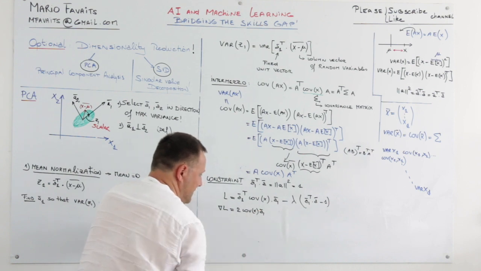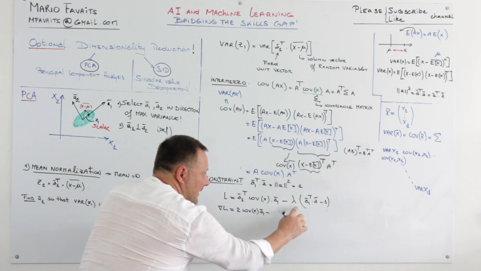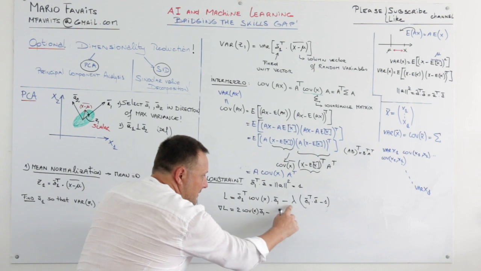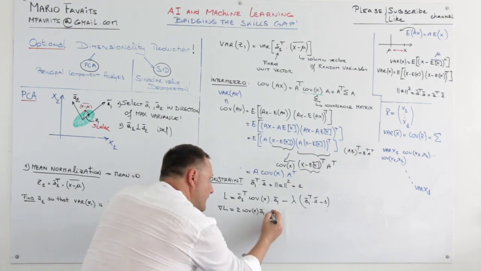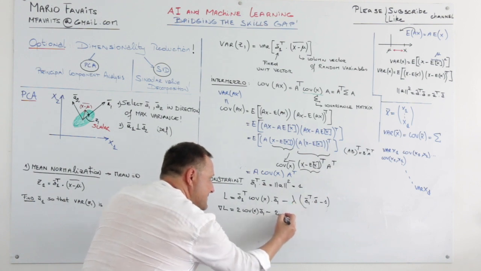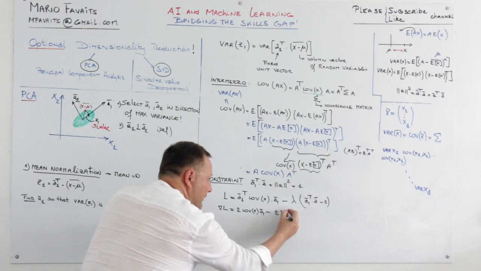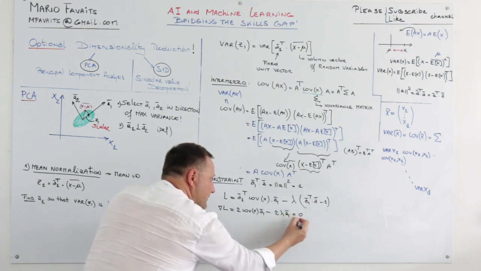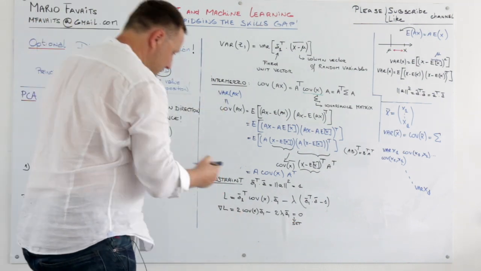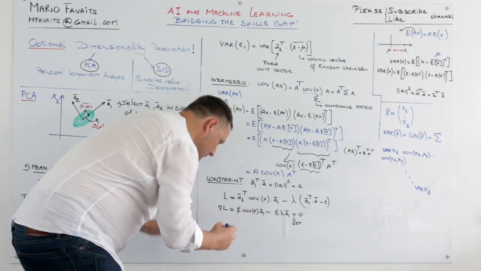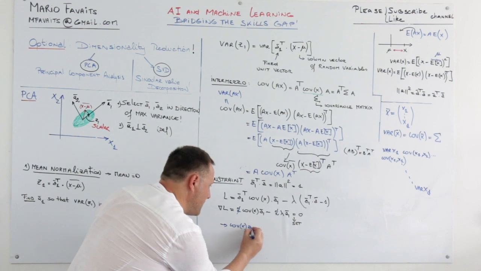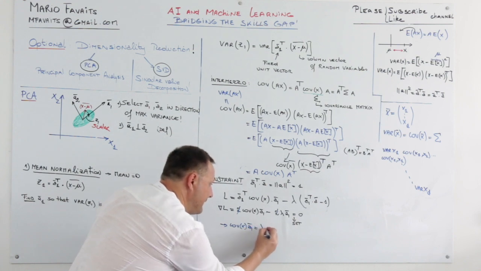Minus, and lambda is a constant, so its gradient is 0. So it is minus, and that's exactly A1 squared again, 2 times lambda A1. And we set that to 0. Now we see we can eliminate the 2's, so that at the end we have the covariance of X times A1 equals lambda A1.